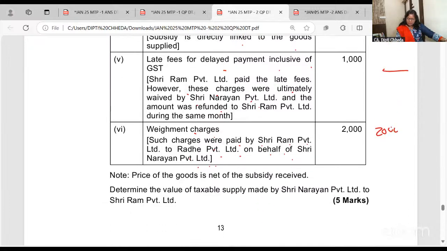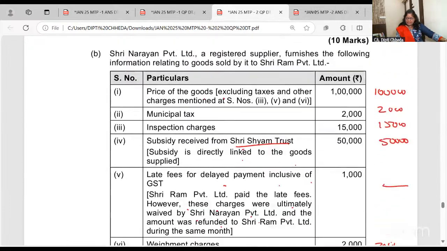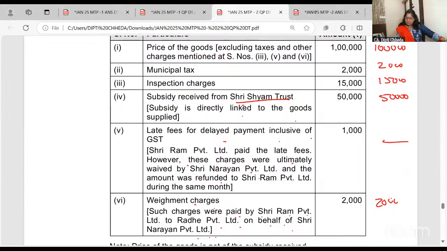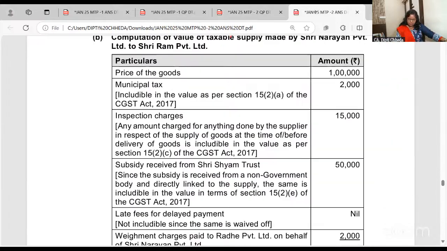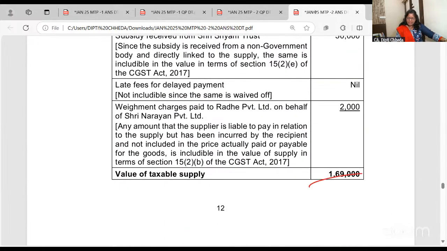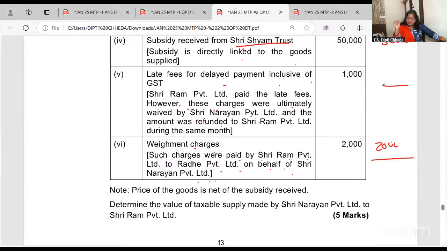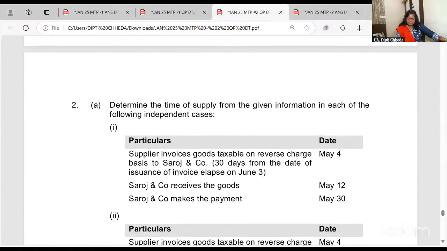That's all. Determine the value of the supply. There are no other adjustments. So 1 lakh 50, 65, 67, 1 lakh 69,000 is the answer. Simple. Very scoring. So if you feel you know it first, please go for it.